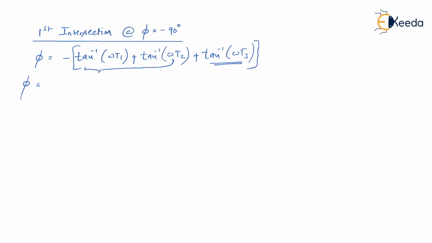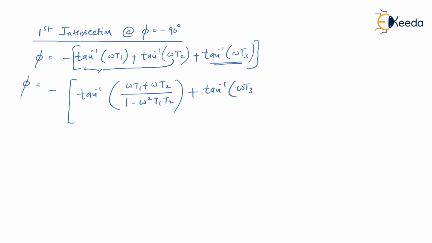Clubbing tan inverse of omega t1 plus tan inverse of omega t2 is something that we have already done in the previous sum, so I can actually copy. In fact, you know that tan inverse of a plus tan inverse of b is tan inverse of a plus b whole divided by 1 minus ab. When I'm saying whole divided by, it is a part of theta only. So after clubbing these two, what I get is tan inverse of a plus b, which is omega t1 plus omega t2 divided by 1 minus ab, so it is 1 minus omega square t1 t2, plus tan inverse of omega t3.